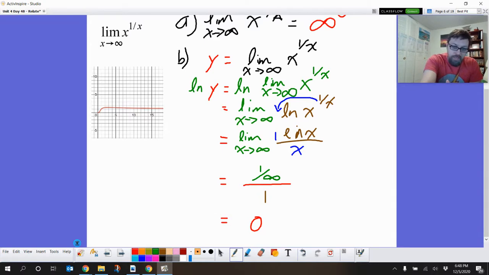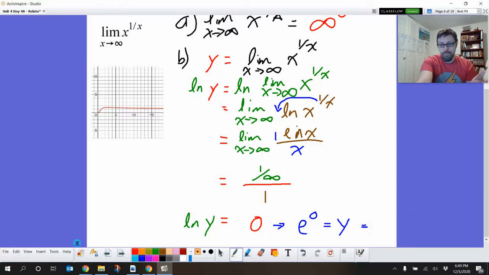Sweet. All right, now let's bring in that other side. ln of y. I don't want the ln of y. I want to figure out what just y is, not ln of y. So to solve this, I'm going to change the language. ln of y equals 0 means e to the 0 equals y, if I convert that back into exponential form. And e to the 0, that's just 1. So our limit should be 1.